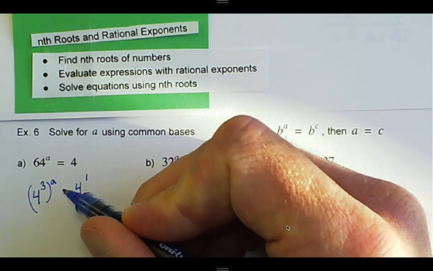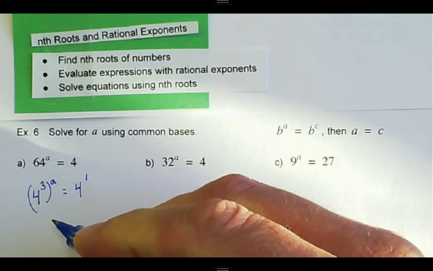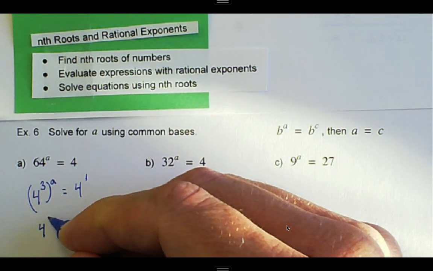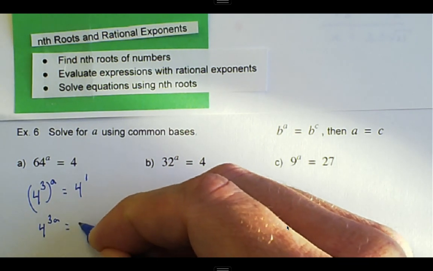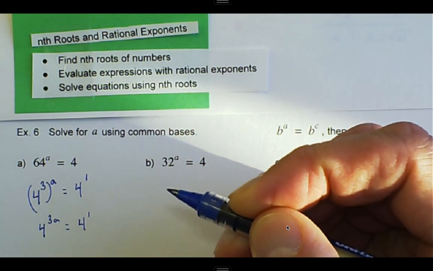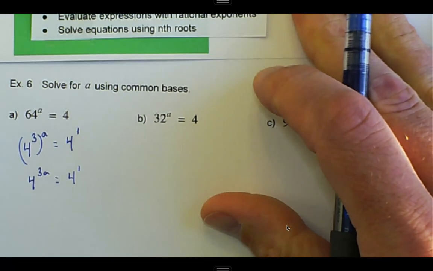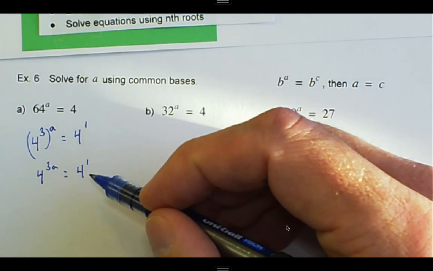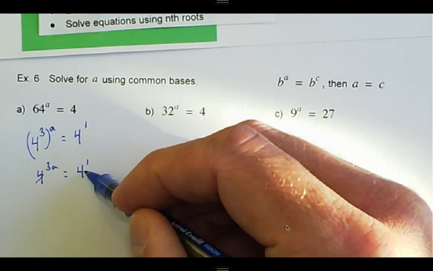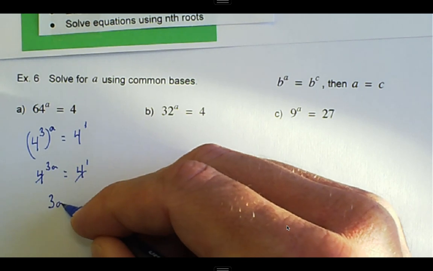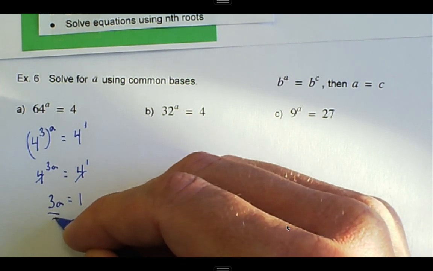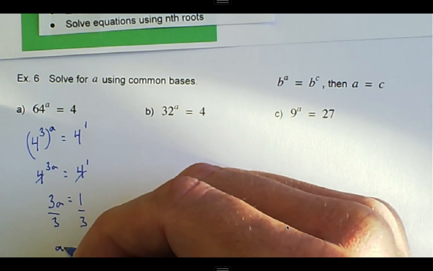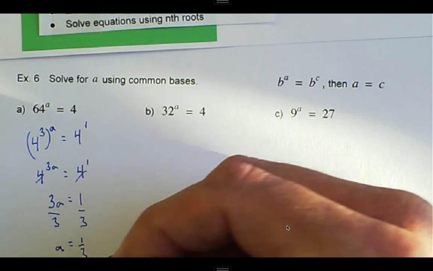So we can use our power rules and distribute our a into the parentheses there. So we get 4 to the 3a equals 4 raised to the 1. And now at this point, we know that if it's common bases, then the exponents have to be equal. So we don't need the 4's anymore. And now we can say 3a is equal to 1, divide by 3, and then we get a is equal to 1/3.